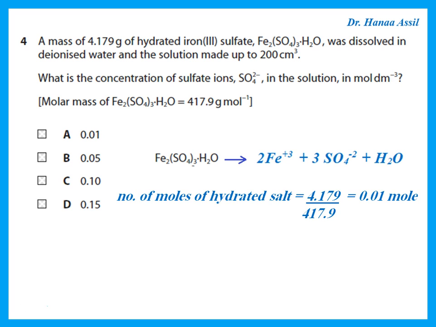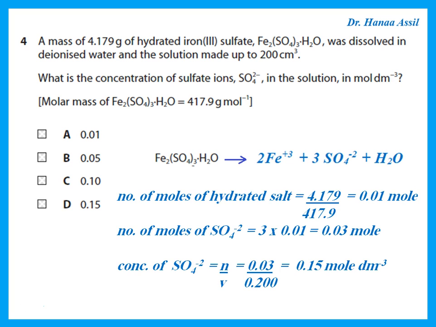mass over the molecular mass that he gives me. This is 0.01 mole. But that means that the number of moles of sulfate is 3 times that, so that is 0.03 mole. Now what does he want? Concentration. Concentration is number of moles over volume. So that number of moles over the volume in decimeter cubed. So that means I divided the 200 by 1,000, and this gives me the concentration of the sulfate ions.